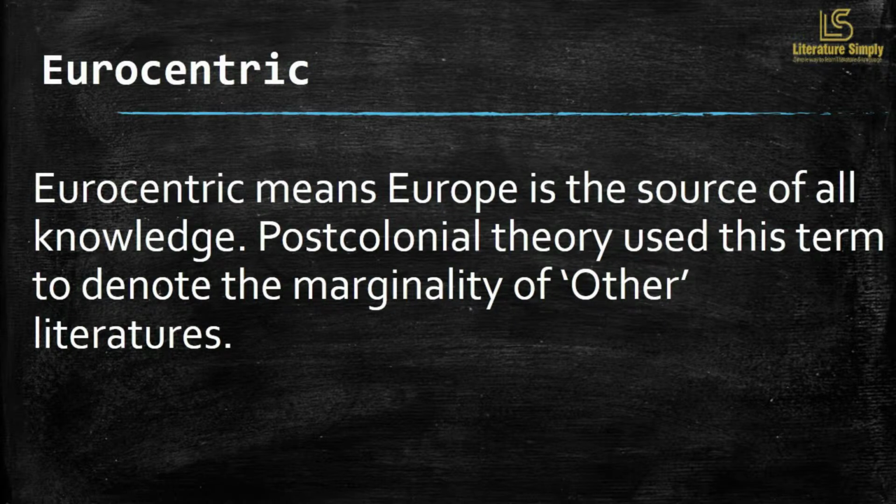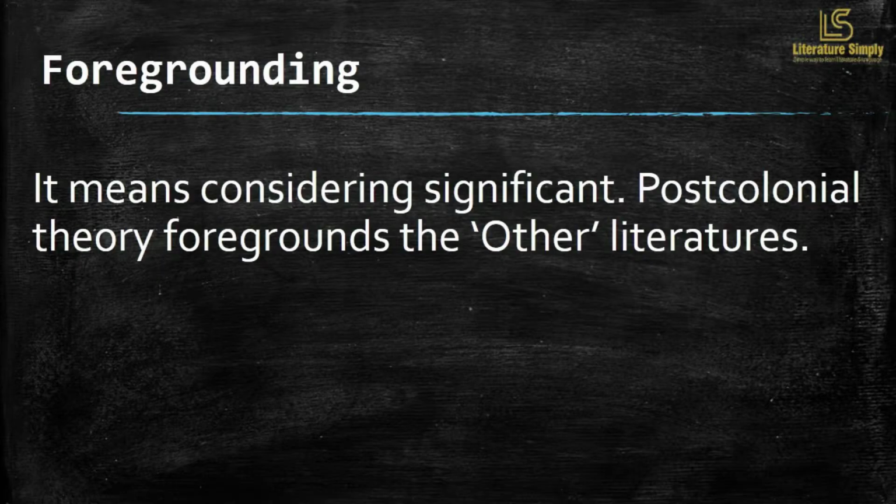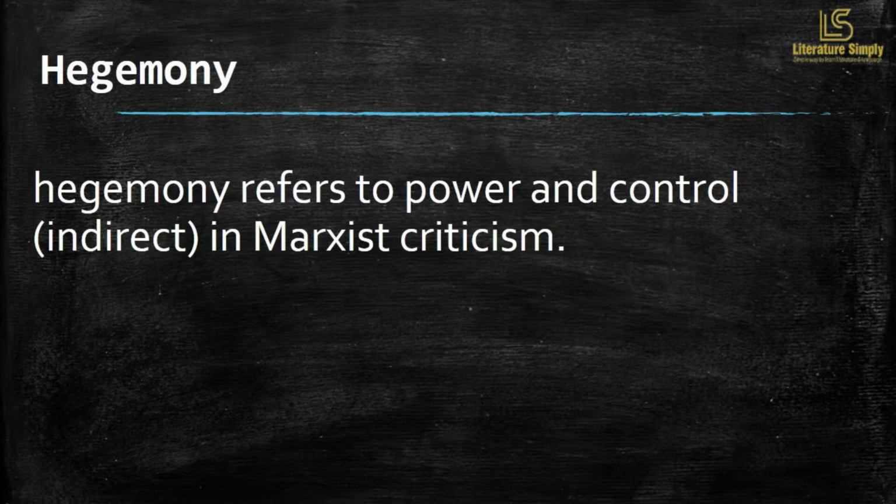Eurocentric means Europe is the center of all knowledge. Post-colonial theory used this term to denote marginality of other literatures. Next term in this series is foregrounding. It means considering significant. Post-colonial theory foregrounds the other literatures. So foregrounding is nothing but considering significant. And in this process, because Europe is the center of all knowledge, European literature is considered significant.